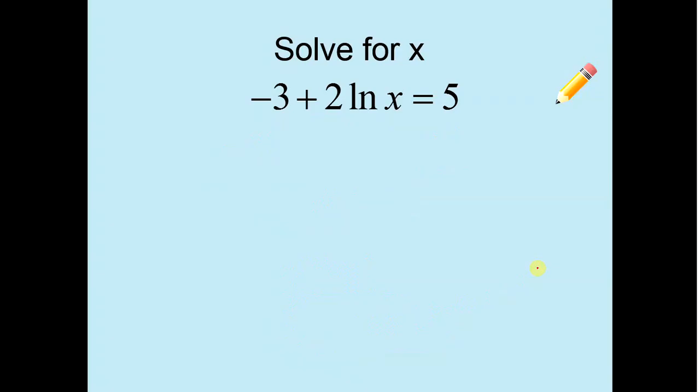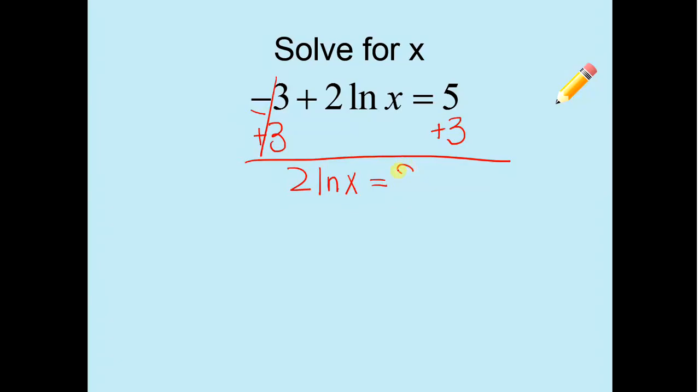What about a natural log? Don't be too worried about this. Same idea. So very first thing, let's get rid of this plus 3. So I'm going to add 3 to both sides. And we're going to be left with 2 times the natural log of x equals 5 plus 3, 8. Now, can't convert to exponential form yet. I still have this 2. So let's divide by 2 on both sides. We get 4 because 8 divided by 2 is 4.